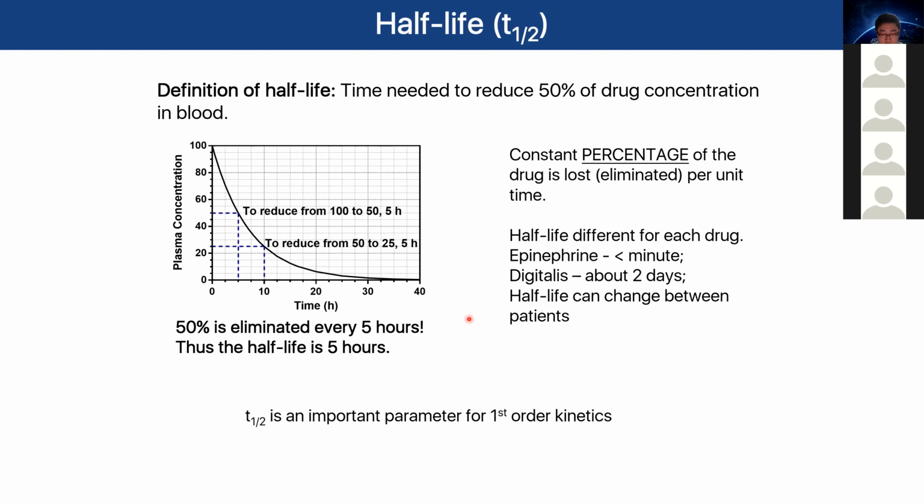But another thing you want to remember is that all these PK parameters are actually patient dependent, right? Because some people may have less capability to metabolize the drug, and then the half-life could be longer. For example, if the drug is metabolized through the liver, and that patient has liver dysfunction, then the half-life of that drug may be longer in that person than in normal people.